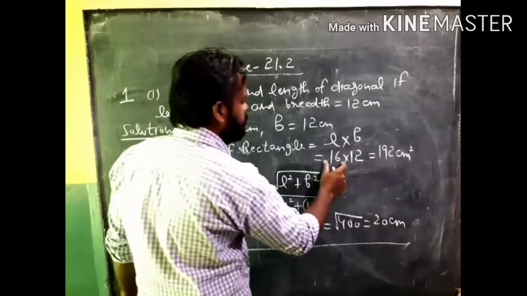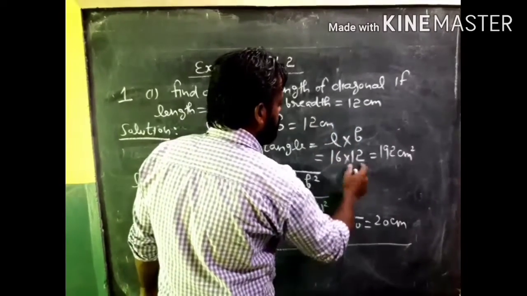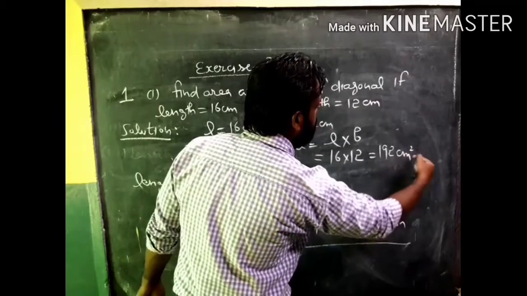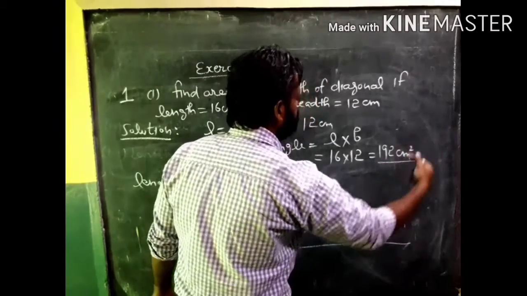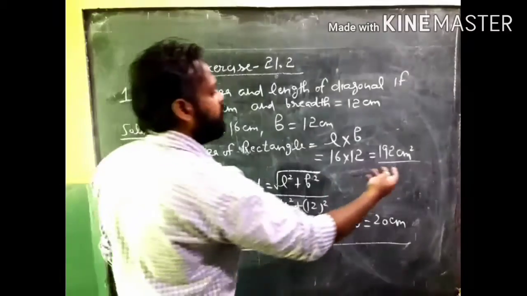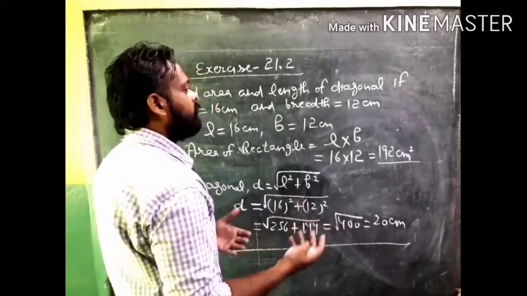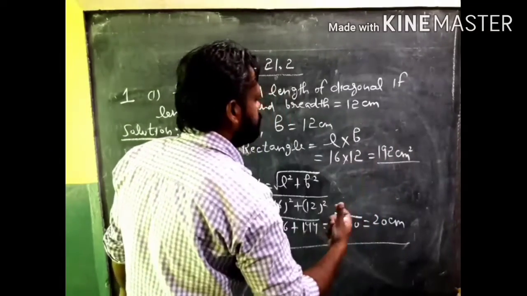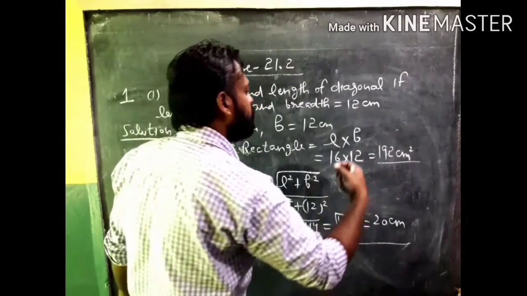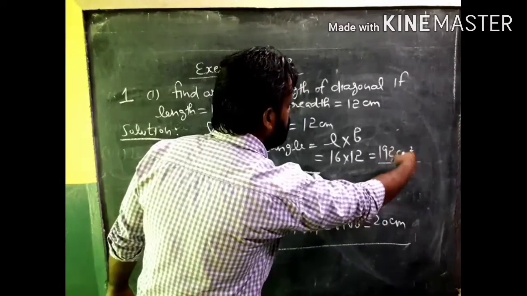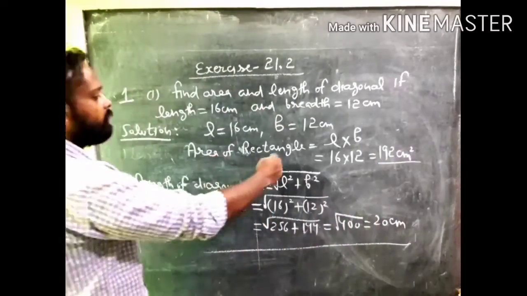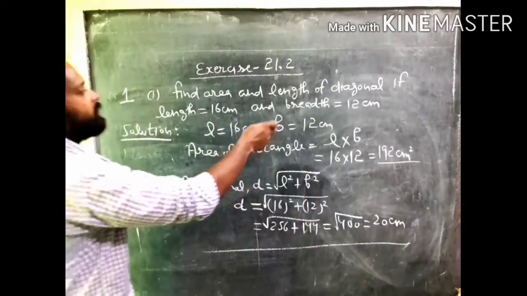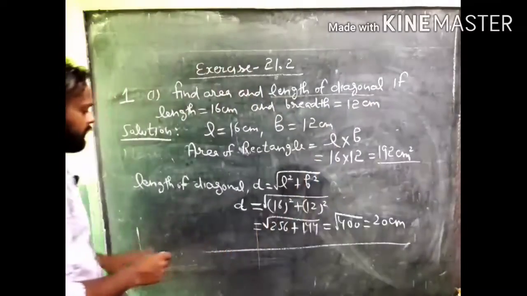So the value of L is 16 and the value of B is 12. So simply we have to multiply these two terms and we get 192 centimeter square. Of course we have to write centimeter square. We know why we are writing square here: whenever we write areas, we have to show the units in centimeter square or meter square, means simply in unit square. So it is 192 centimeter square. So this is the area of the rectangle. I hope this is clear to you. It is very simple.